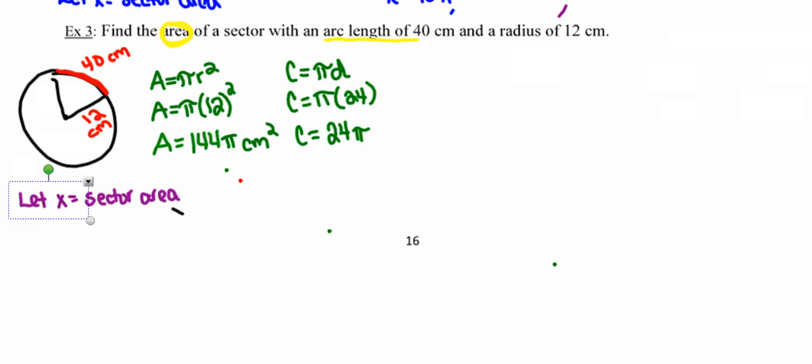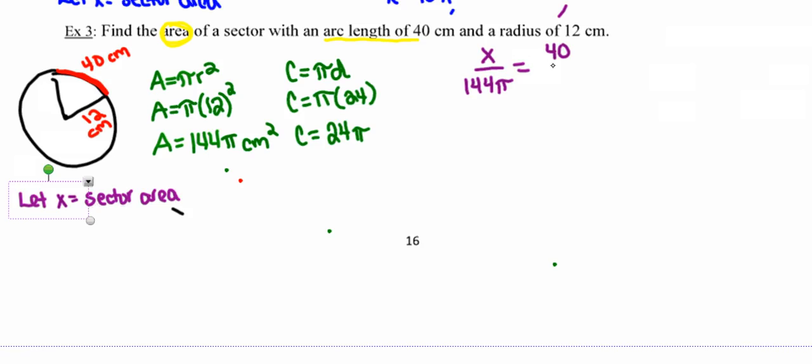So my part of my area, x, over the whole area, 144 pi, is equal to my part of my circumference, 40 centimeters, over the whole circumference, 24 pi centimeters. So I'm going to go ahead and cross multiply. If I wanted to, I could simplify this fraction, but this is going to get a little ugly no matter how I look at it. So I've got 24 times pi times x equals 40 times 144 times pi.